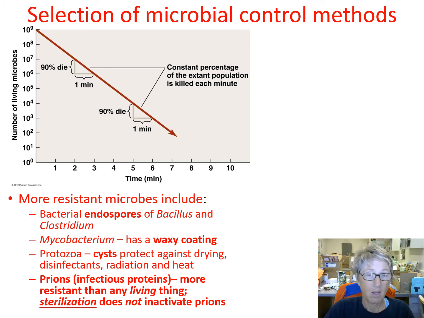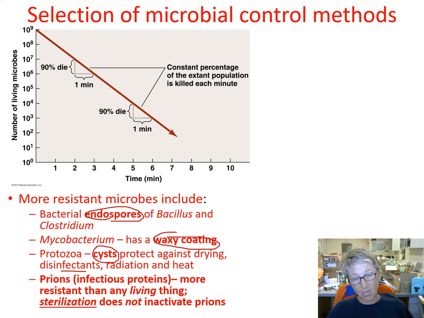And then you have to take into account that you may have a problem with resistant microbes. Remember, Bacillus and Clostridium can form endospores. Mycobacterium has a waxy coating, so you have to take special consideration when you're trying to destroy Mycobacterium. Protozoa can be in a cyst form that will protect them from disinfectants. And then prions, which are infectious proteins, are more resistant than any living thing.